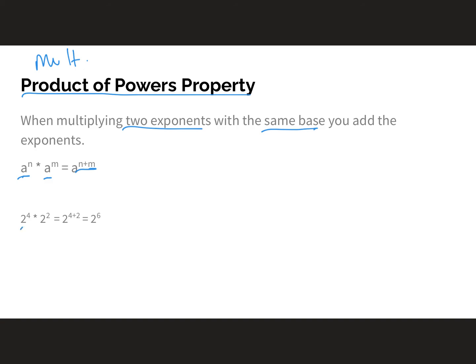You can see here I have 2 to the fourth times 2 squared becomes 2 to the 4 plus 2. 4 plus 2 is 6. So it just becomes 2 to the 6th power. Very simple and easy.